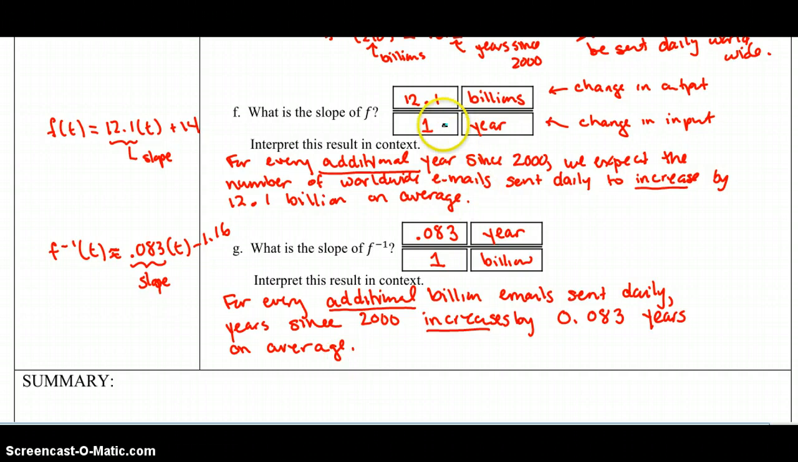Okay, so again, we've looked at interpreting the slope several times throughout the linear unit. Again, our inverse function now, we're just reversing the input and output, so our units are reversed here. And again, as we solve for this expression where we got the 0.083 and the 1.16, you can go back to the previous problem to see where those numbers came from.